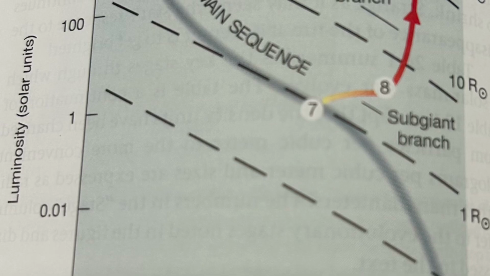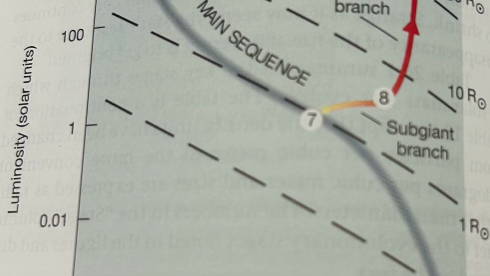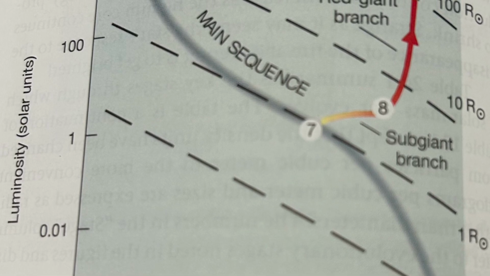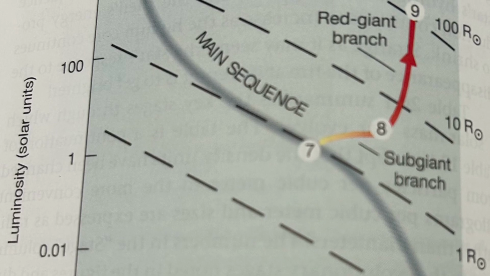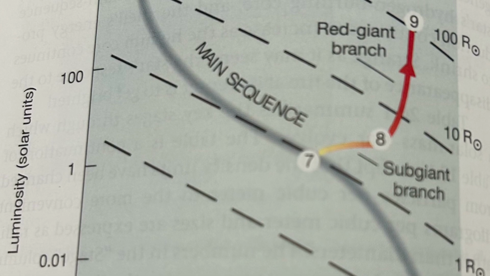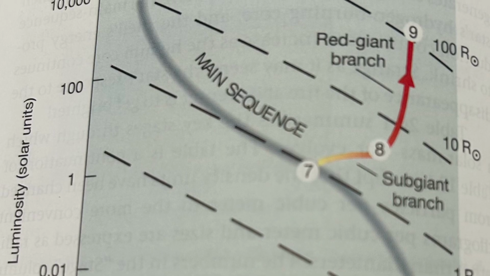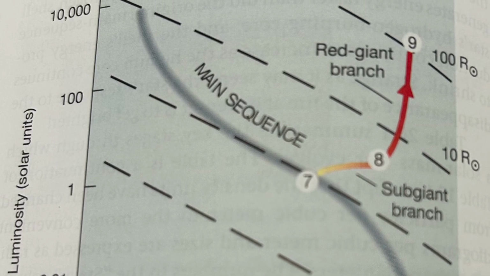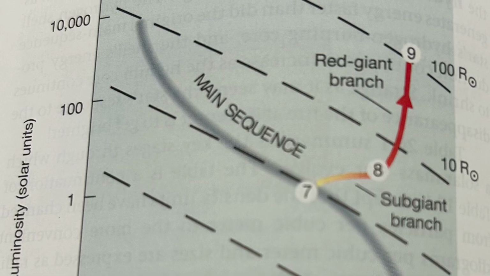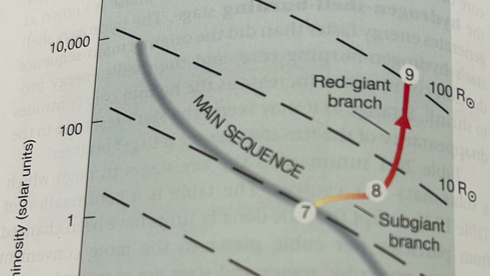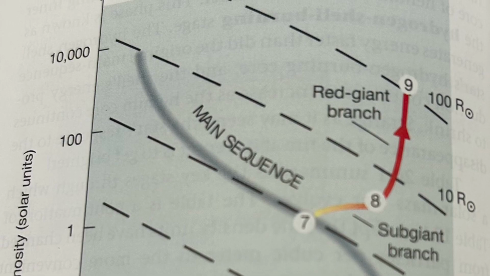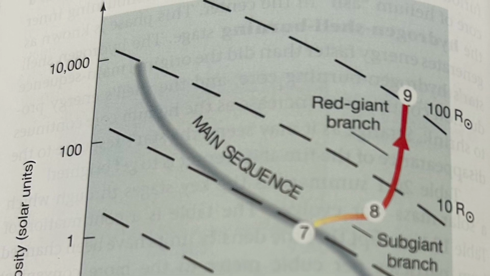As the core continues shrinking, the star's temperature remains nearly constant between stages 8 and 9 of the HR diagram. The star follows the red giant branch, as shown in the picture, until it reaches stage 9 and is a red giant. By stage 9, hydrogen shell burning has caused the red giant's luminosity to increase to hundreds of times that of our Sun, with a radius 100 times larger than the Sun.